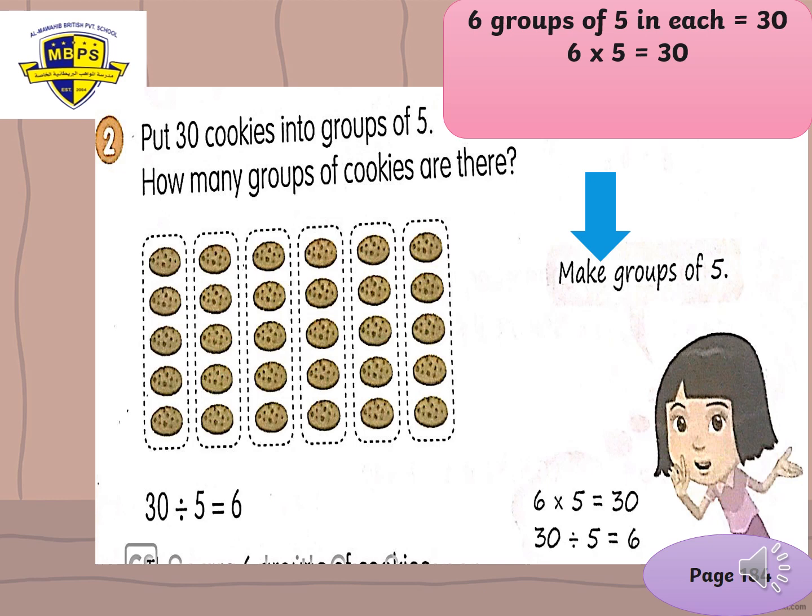Now, if I will write a division sentence, I will start with the total number. What is the total number? Very good, 30 divided by, at this time I make groups of 5, so I will divide it by 5, equal how many groups we have? We have 6 groups, so there are 6 groups of cookies.